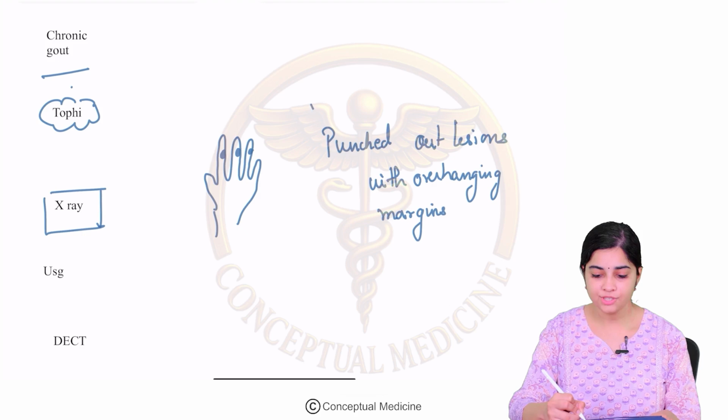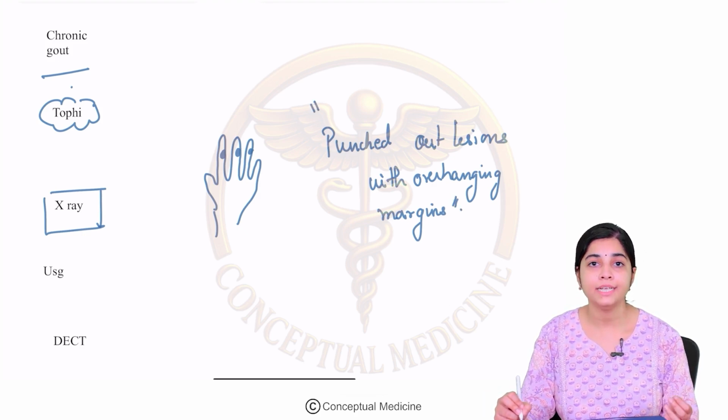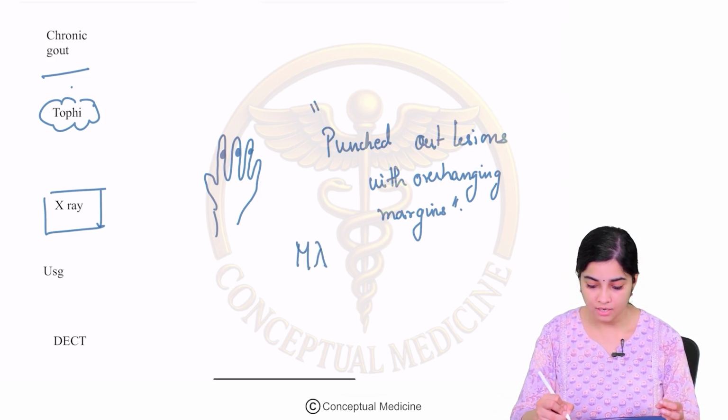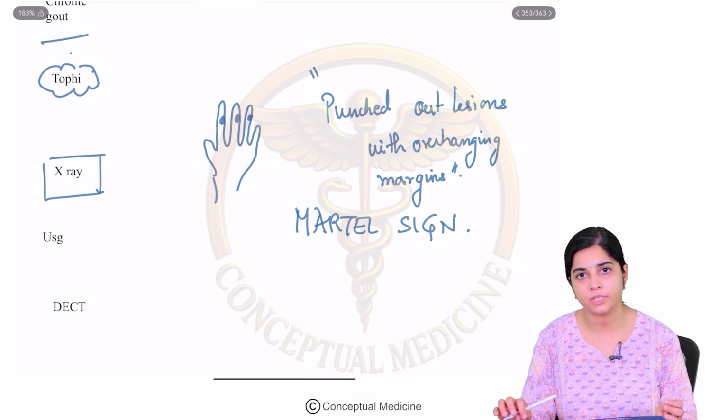Right? So punched out lesions with overhanging margins, especially in the radial aspect of the hand, this is what we call the Martel sign, which is an X-ray sign of chronic gout.